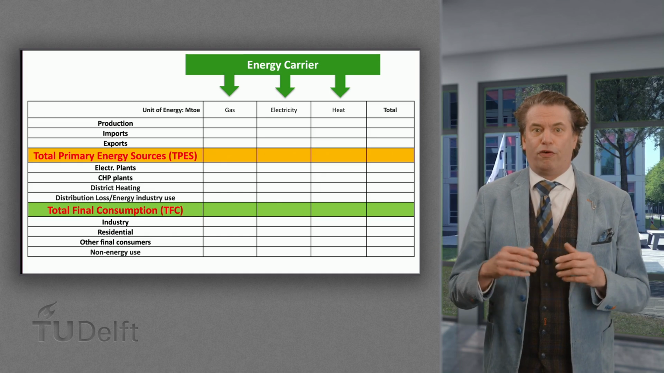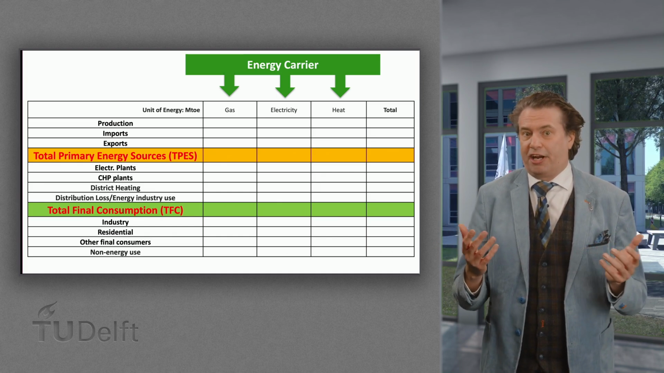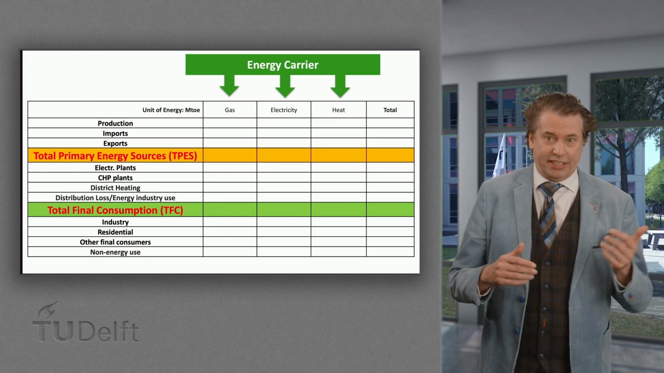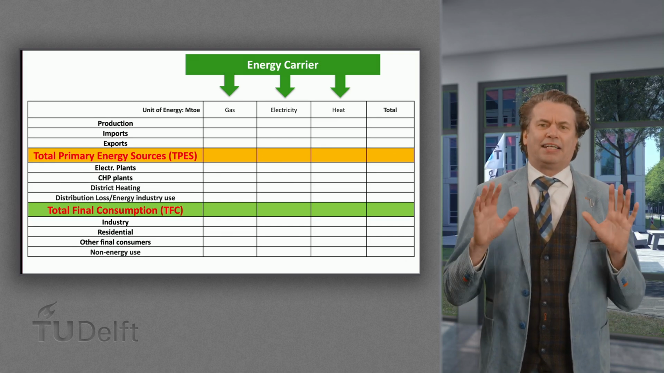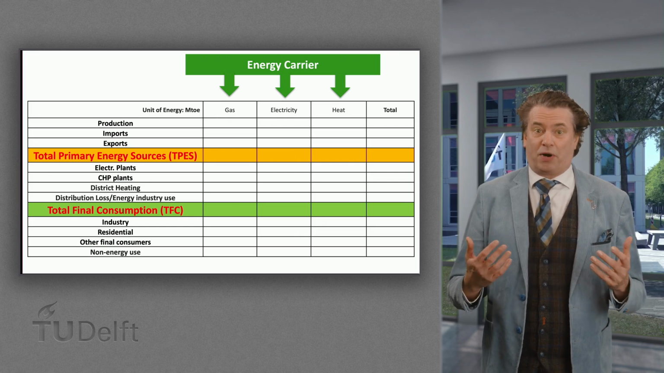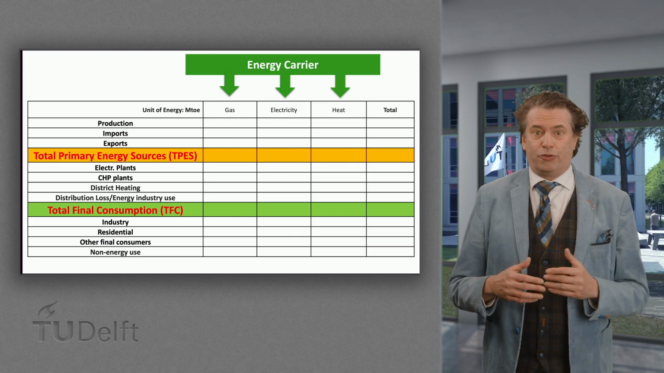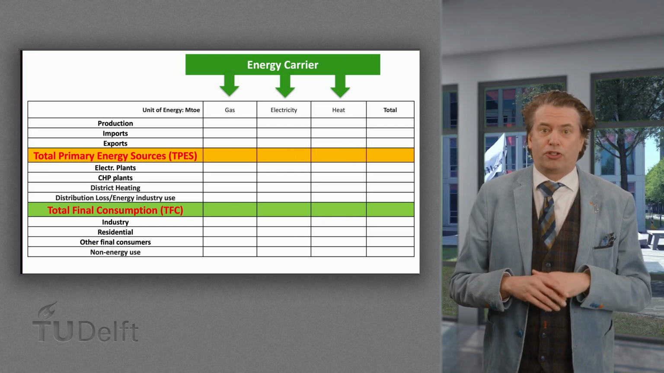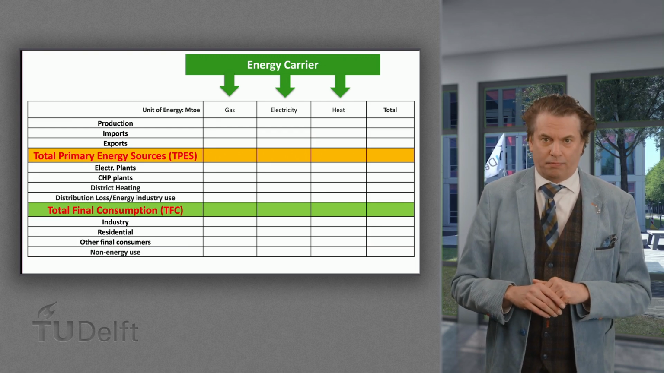For the example of following the value chain of gas, we consider the primary energy carrier gas and the secondary energy carriers like electricity and heat. As you can see, the table has three sections. These sections represent the total primary energy sources available, the conversion into other secondary energy carriers including conversion and distribution losses, and the total final energy consumption.